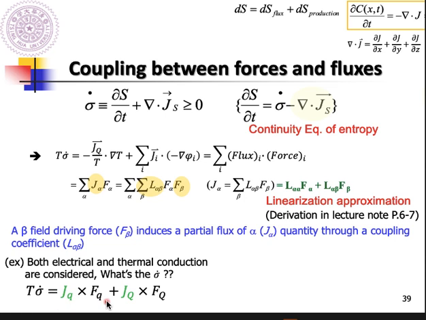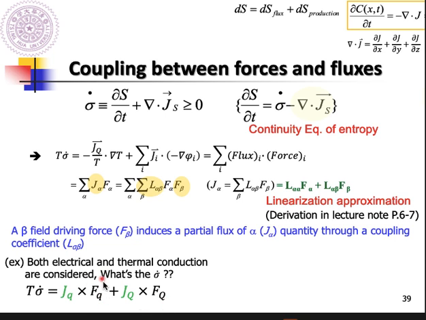This is the current density, right? For F small q, we apply the minus electrical potential gradient, or you can say we apply an electrical field. So it's J small q times F small q, plus, because of the summation, J capital Q times F capital Q. And the F capital Q here is the temperature gradient. It's the minus temperature gradient divided by T.